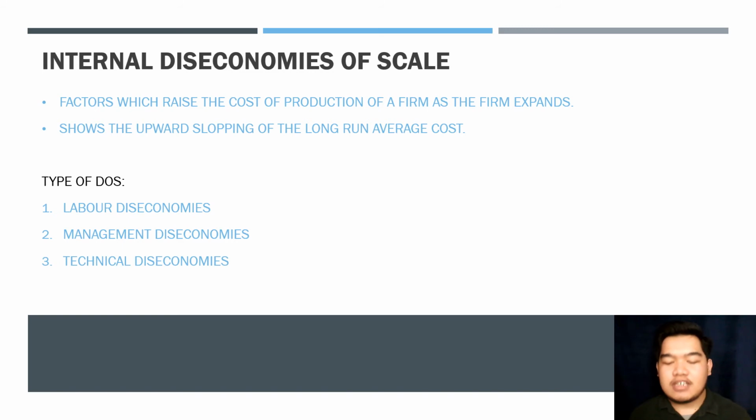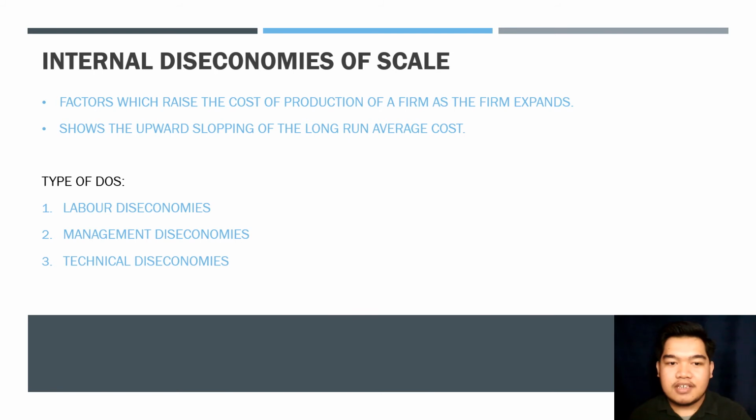For labor diseconomies, when the division of labor is pushed beyond a point, indivisibility factors occur. Specialization can lead to disinterest and boredom, thus reducing productivity. Once productivity drops, the average cost will rise.